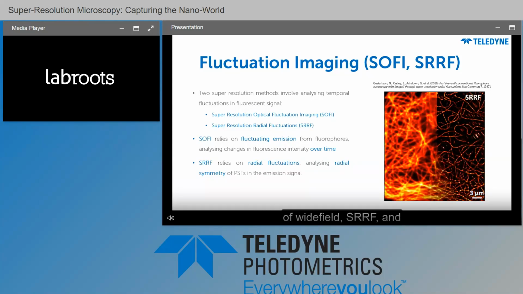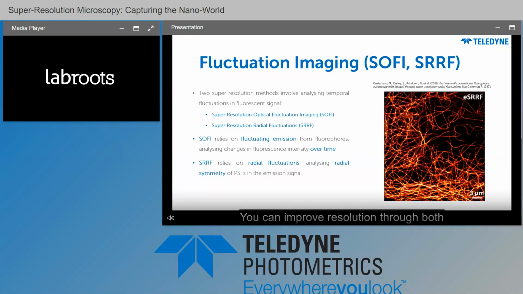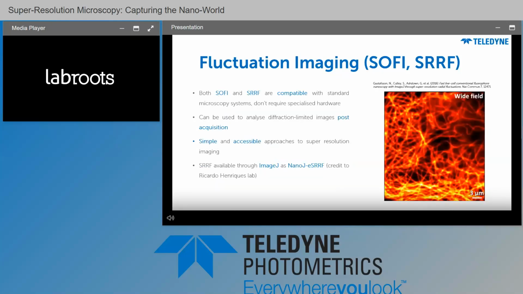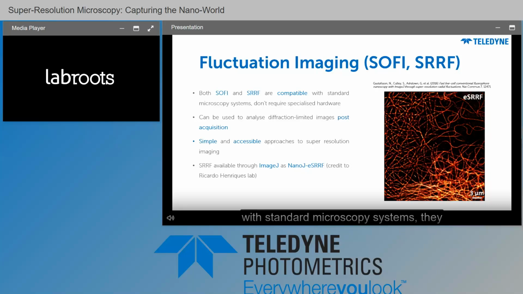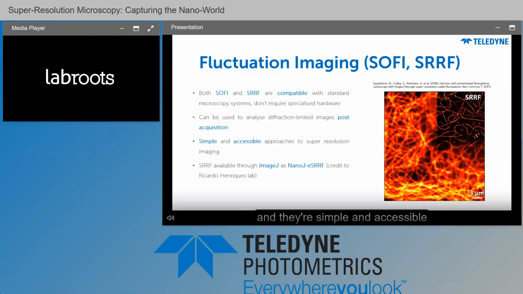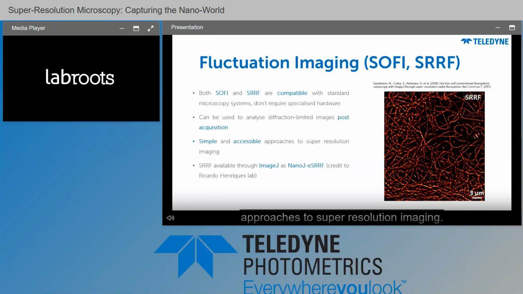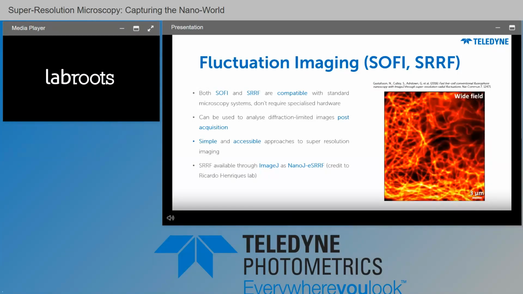You can see here the comparison of wide field, SURF, and enhanced SURF in this image here. You can improve resolution through both of these methods. Both of these are computational super resolution techniques. Both SOFI and SURF are compatible with standard microscopy systems. They don't require specialized hardware. They can be used to analyze diffraction limited images post-acquisition, and they're simple and accessible approaches to super resolution imaging. For example, SURF is available through ImageJ as NanoJ eSRRF. Credit to the Ricardo Henriques lab.